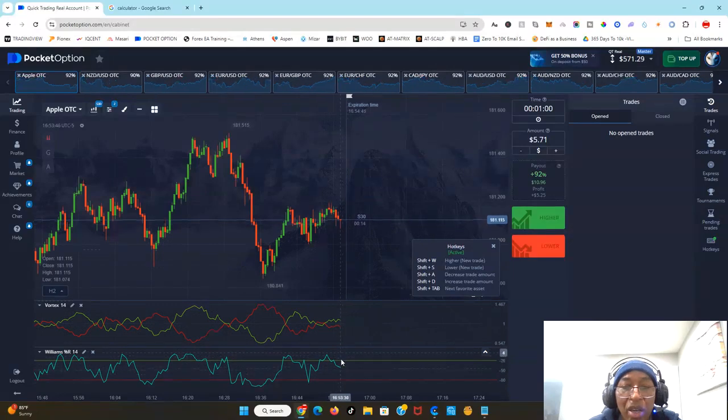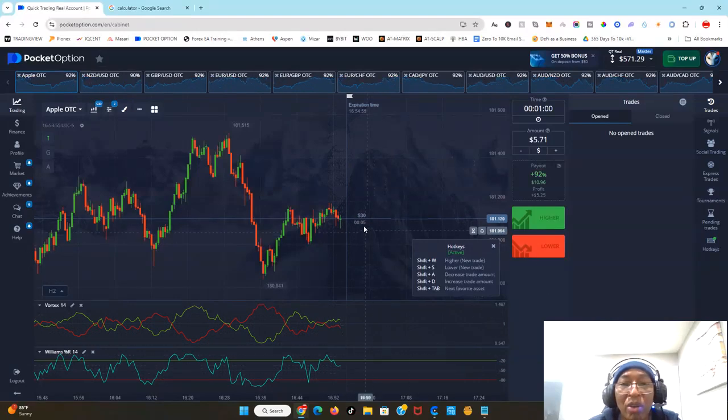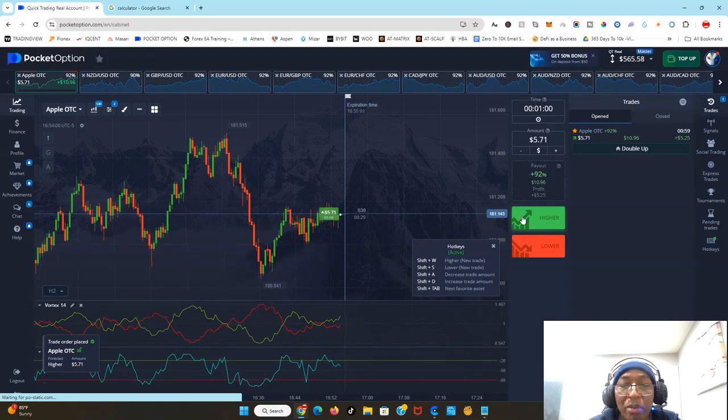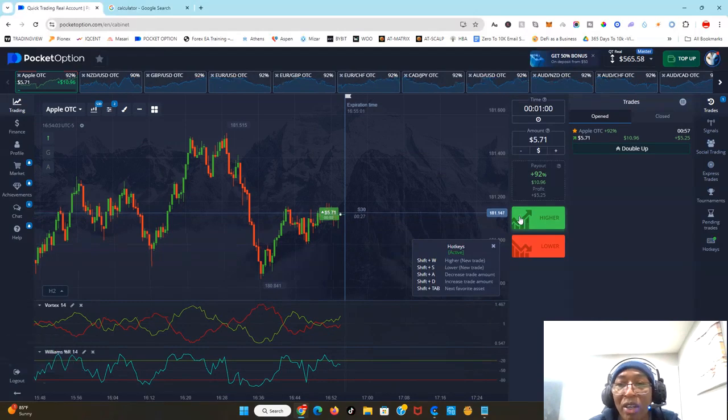But looking at the Vortex, I still feel like the buyers are much stronger. Well, it didn't go past the 50. So that means the buyers are still stronger. So when the new candle forms, we're going to take a call option for 1 minute and see what happens. Okay, there we go. I am in, and we cross our fingers, and hopefully we're going to be in the money. If we lose, we're going to jump in. We're going to do what we call a hedge.